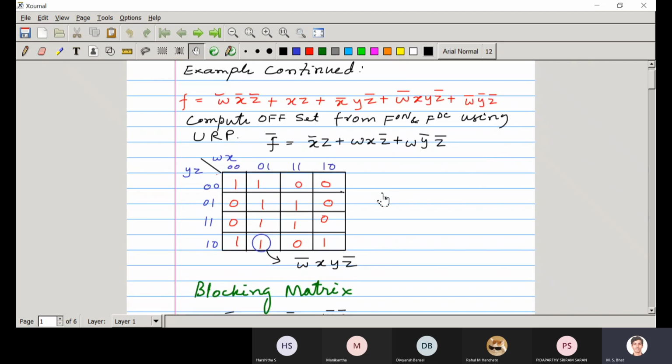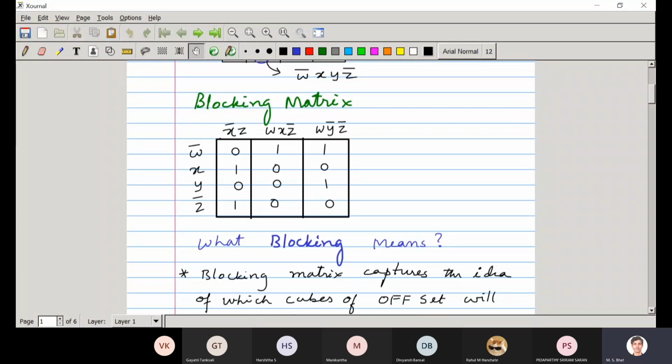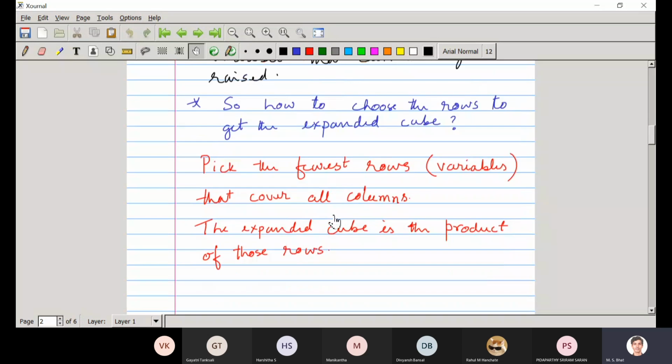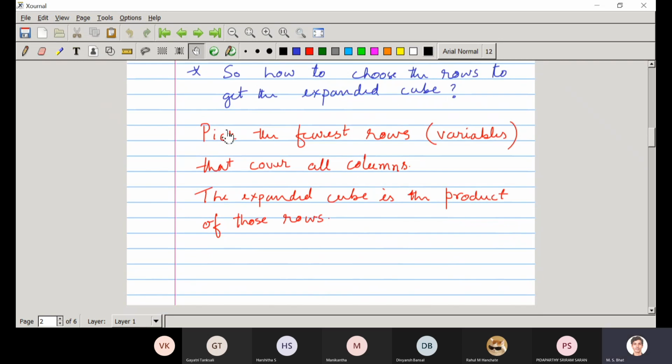This is the example that we saw, expanding a cube w bar x y z bar. We saw how to fill this blocking matrix, where the columns correspond to the cubes of the offset and rows correspond to the variables of the cube that we are trying to expand. So it is a covering problem. Pick the fewest rows that cover all columns, and the expanded cube is the product of those rows.